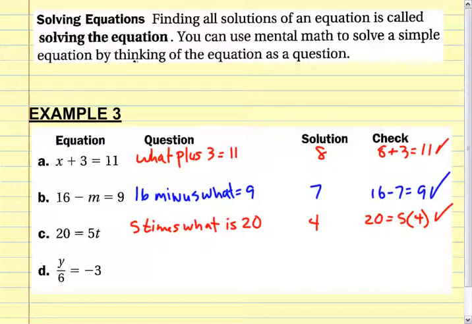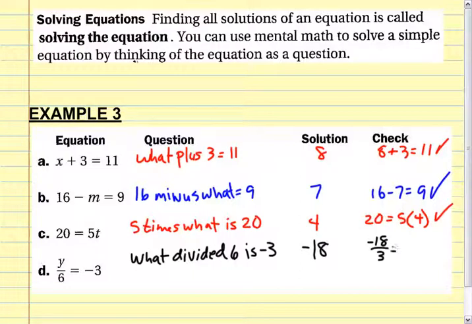Y over 6 equals negative 3. What question is it asking us? David? What divided by 6 equals negative 3? This is a toughie. What divided by 6 is negative 3? What number divided into 6 parts is negative 3? David? Negative 18. Nicely done.